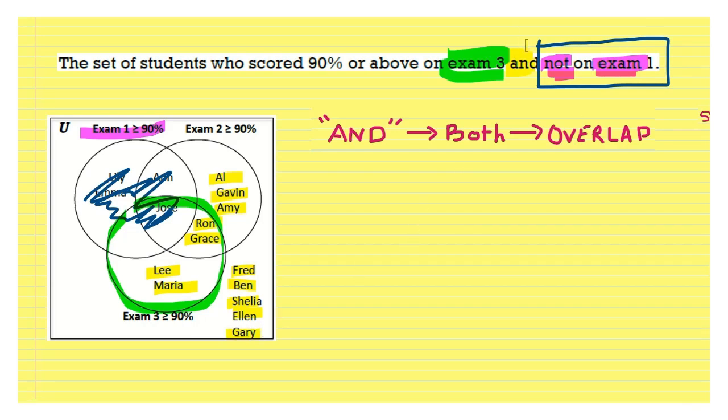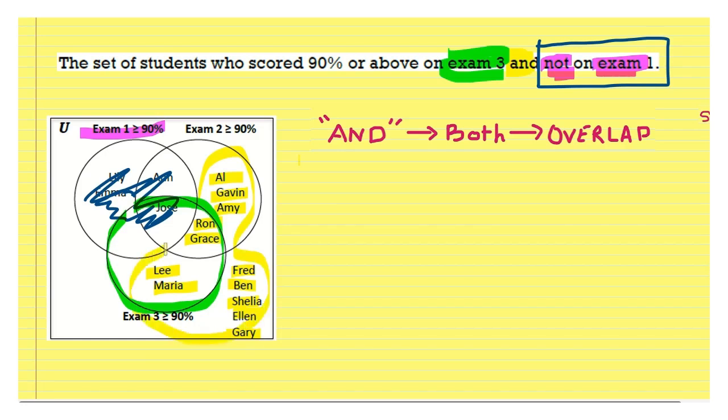However, they want to know the students who are in both the not area and in exam three. So, like I said, this is kind of hard to get your brain around a little bit because all of these are in the not area. So we need to know what's in the yellow area and the green area. So the thing is, though, that all of these, Ron, Grace, Lee, and Maria, are all in the yellow space, but they're also in the green circle, which represents exam three.